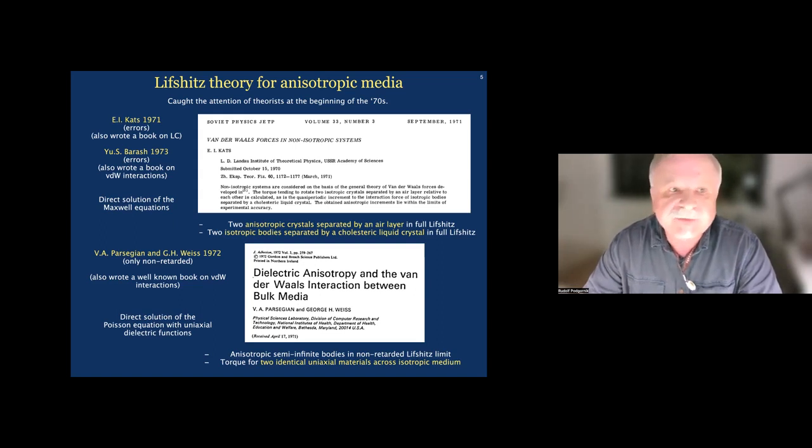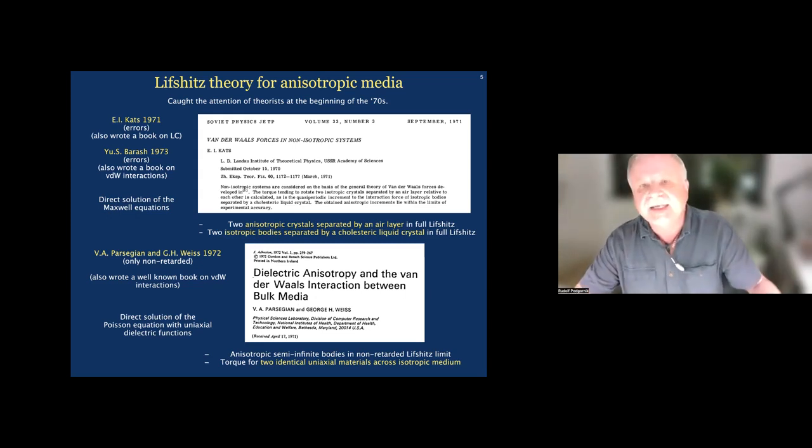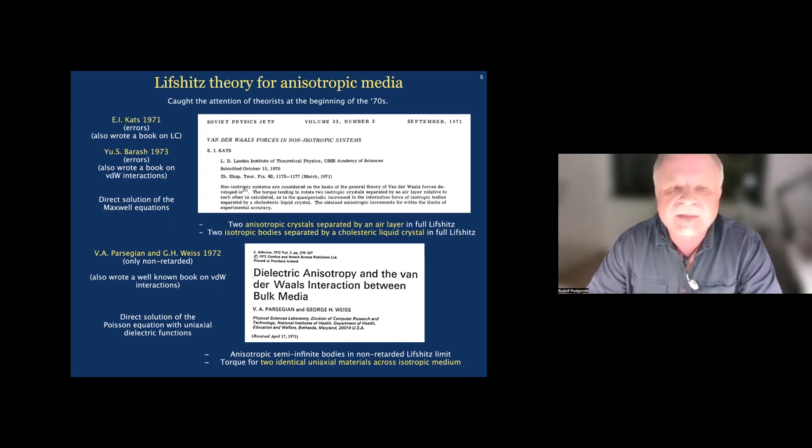His calculation from 71 was based on the Lifshitz theory. He was solving the equations for the Green's function. Unfortunately, there were some errors committed, and that particular paper did not withstand the test of time. The final result was not correct. Yefim Katz later worked a lot in the physics of liquid crystals and actually wrote a very nice book on the fluctuation effects in liquid crystals.